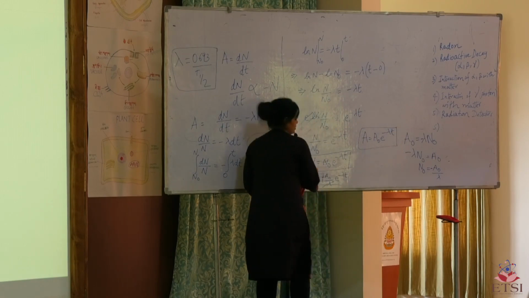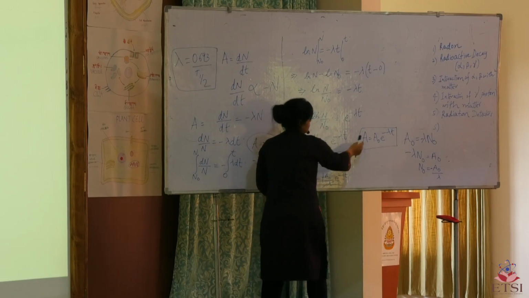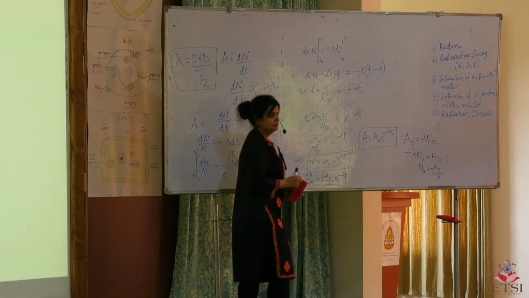So this is for number of radioactive nuclei or atoms. This is the activity equation.